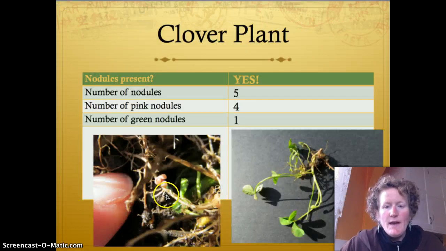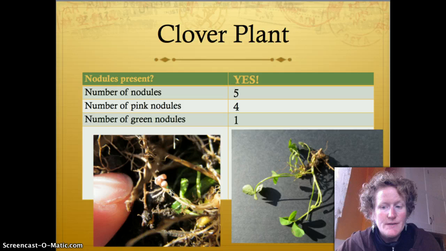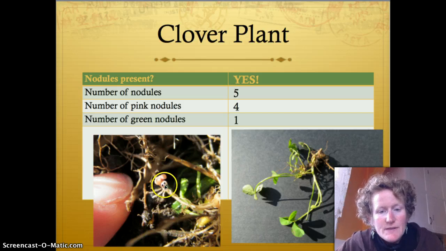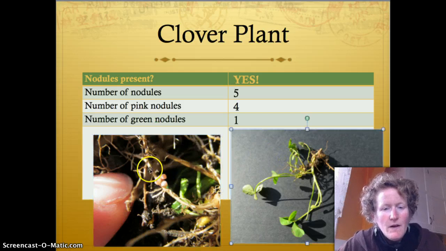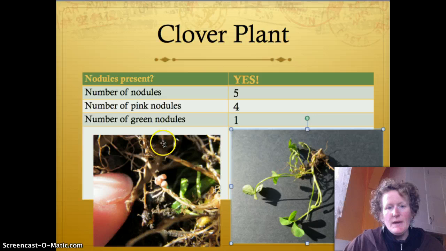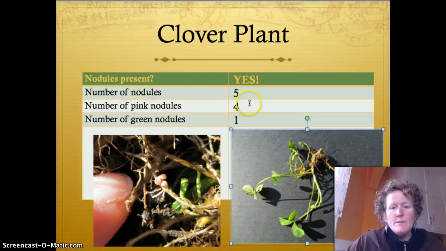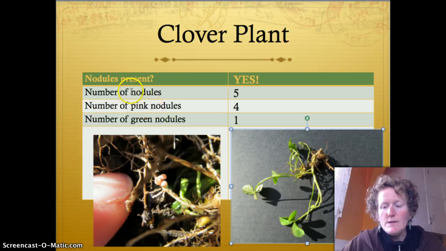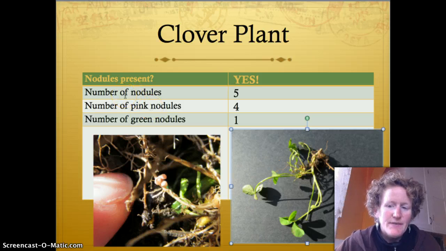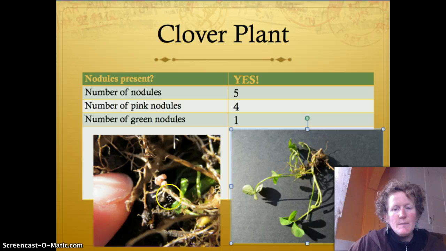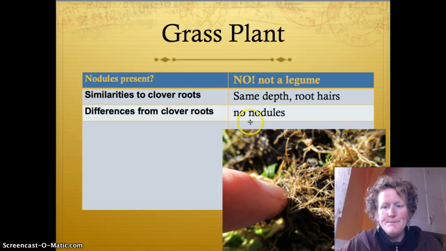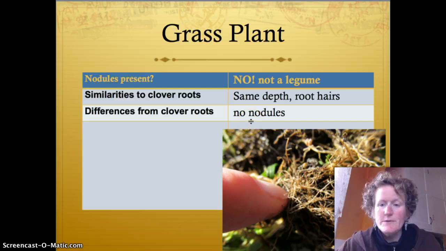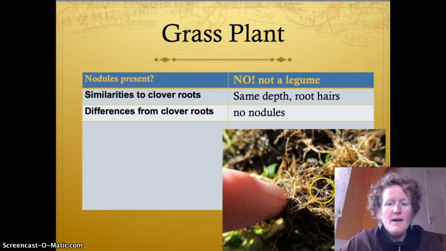Clover plants, I pulled some out of the yard. I plant clover in with my regular grass in my backyard. You can see these little deals right here. They're called nodules, and they happen to be pink. I counted the number of pink nodules, and the pink ones are important because they have bacteria in them. And the bacteria helps the clover to fix nitrogen from the air. When I looked at a grass plant, no nodules, no pink nodules, no bacteria on this grass plant.